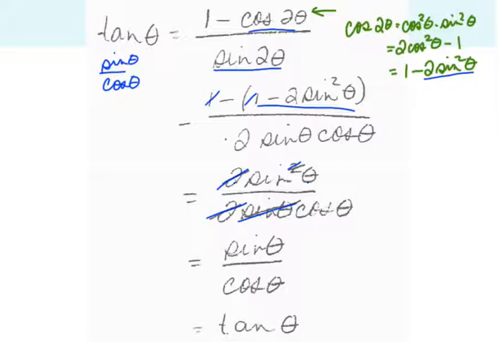You may have done it differently. There's lots of right ways to do an identity proof. You have to follow all the rules of simplifying algebraically and use only identities that we've learned before.